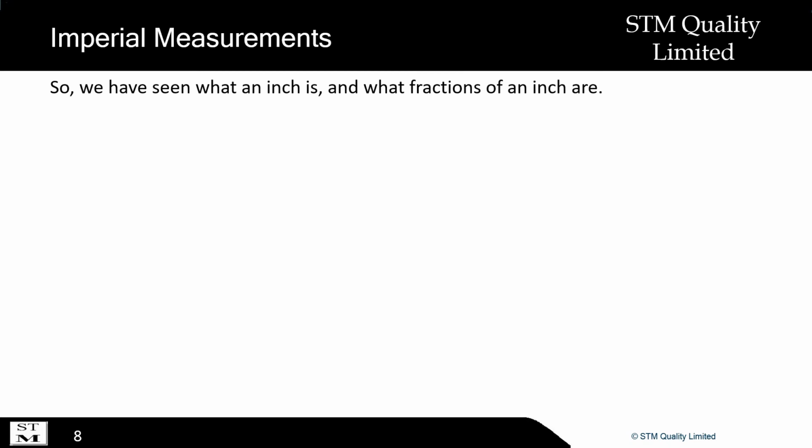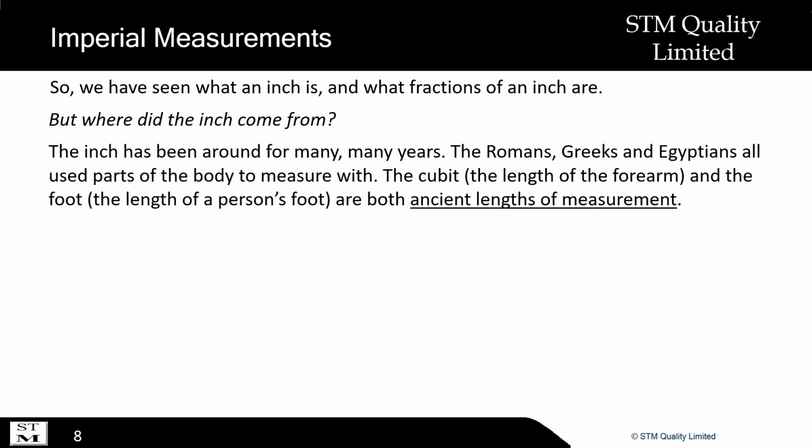So we have seen what an inch is and what fractions of an inch are. But where did the inch come from? The inch has been around for many years. The Romans, Greeks and Egyptians all used parts of the body to measure with. The cubit, the length of the forearm, and the foot, the length of a person's foot are both ancient lengths of measurement.